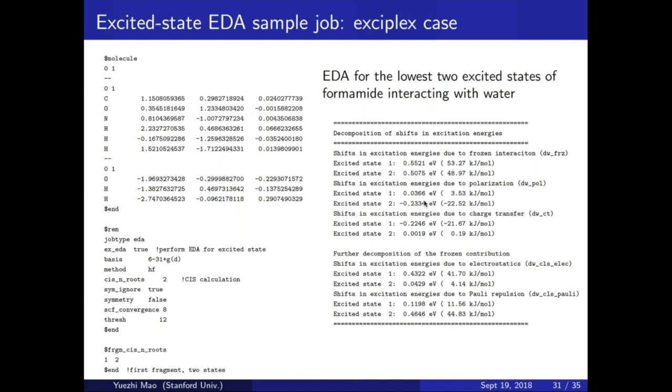And in the output, we print out the shifts, the delta omegas, due to different energy components. And these delta omega terms can be added up to the ground state EDA, and then we can also get the decomposition for the excited state interaction energy.